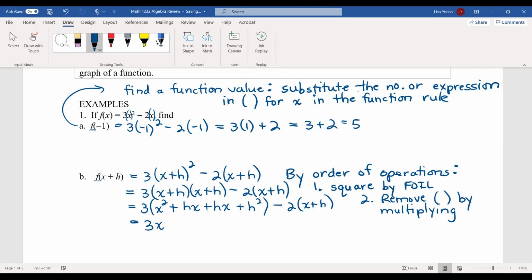So it's also called the distributive property. So I'm multiplying inside the first set of parentheses by 3. Now this is where you want to be careful because there's a minus 2 that's in front of the next set of parentheses. So distributing or multiplying by -2 gives me -2x minus 2h.